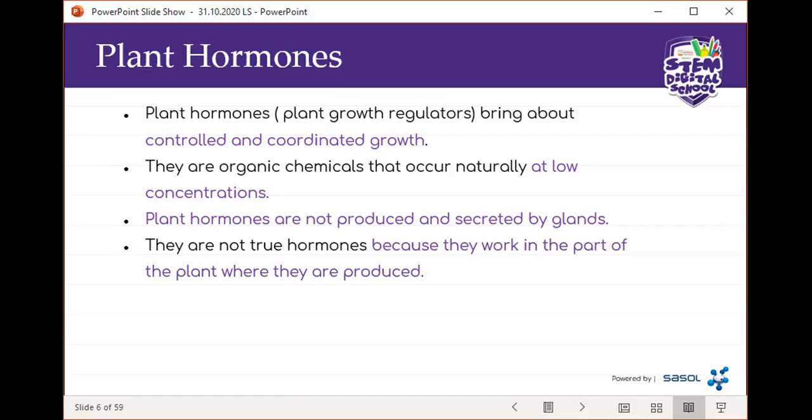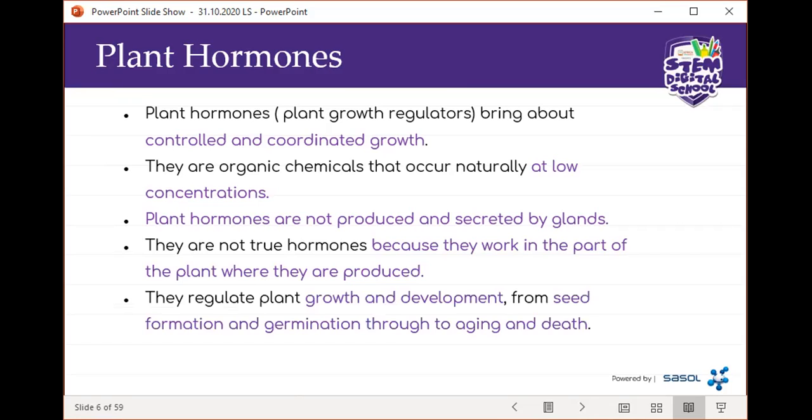Okay, so now these hormones are not true hormones because they work in the part of the plant where they are produced. So you'd remember that in human beings, the glands would secrete the hormone, and the hormone would travel via the blood to its target organ, right? But in the plant, the hormones work where they are produced. Right. They regulate plant growth and development from seed formation, germination, through aging and death. So in all steps of plant life, these hormones work there. All right. So during seed formation, you get the plant hormones being present during germination, during aging, even during death.